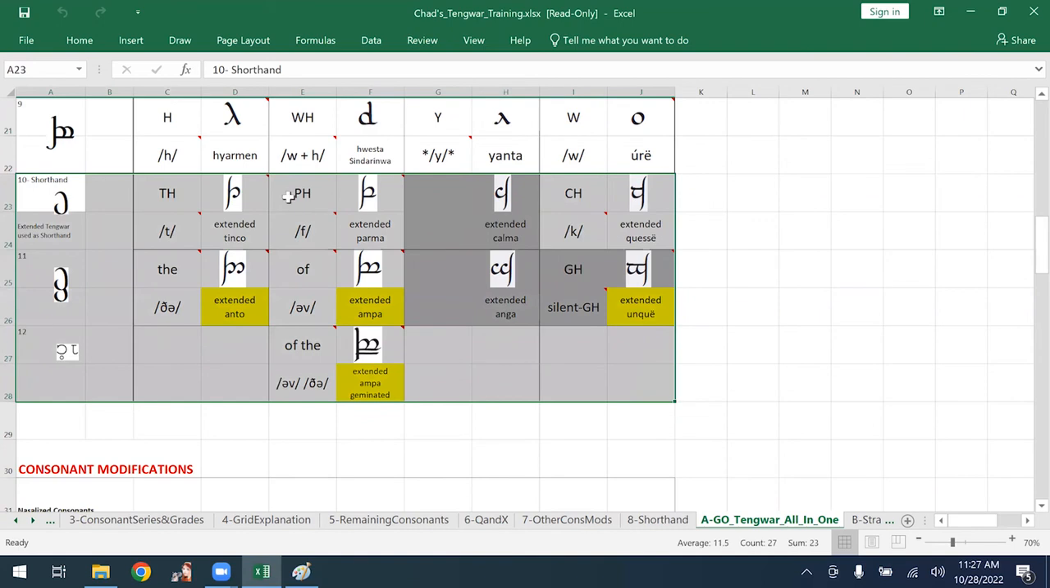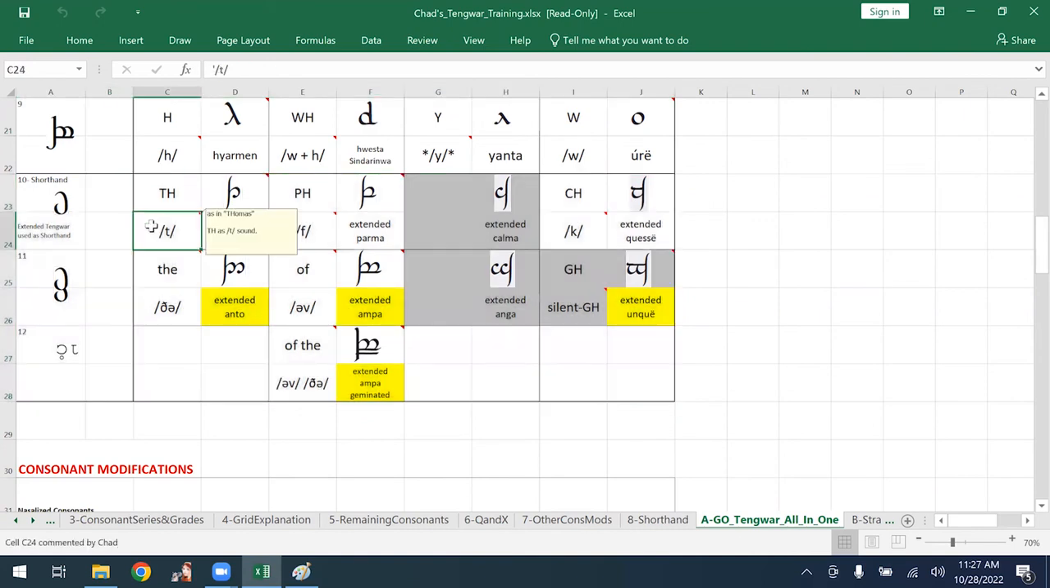This is TH as T. There's PH as F. This is when you're going to, like Thomas, TH when it just sounds like a T, PH when it sounds like an F. That is an extended tinko. The tinko is the T. Extended parma. The parma is the P up at the top.